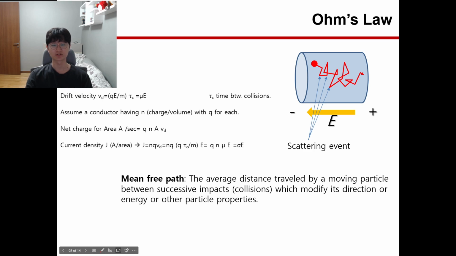Before we learn about FET, we review Ohm's law to calculate MOSFET current. About Ohm's law, J equals Qn mu E. Qn is the charge of this structure and mu E is the velocity.